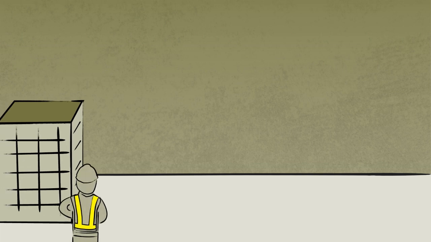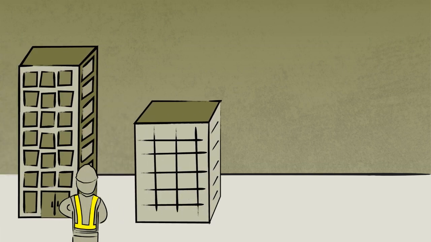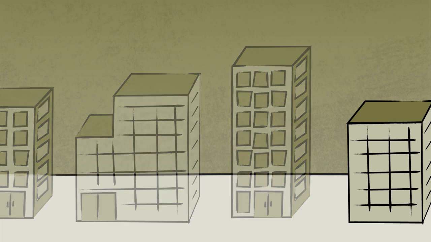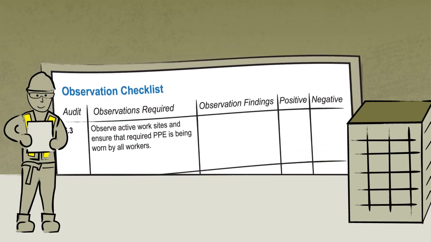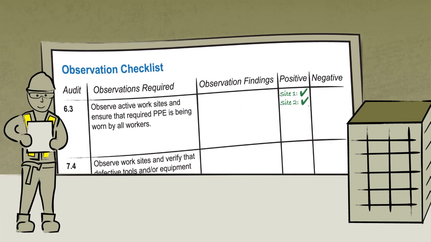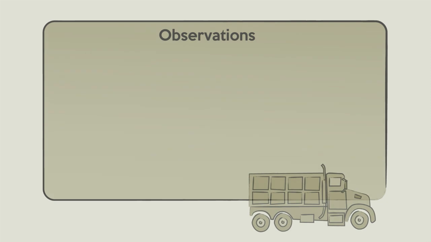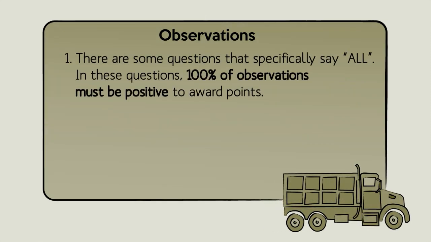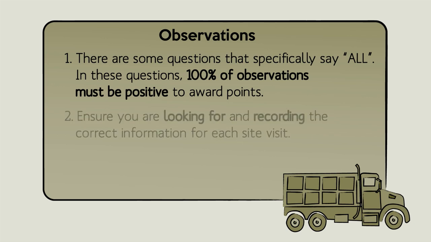Once all the active work sites have been visited, the auditor will total the positives and negatives for each question. For the majority of questions, points will be awarded if the number of positive observations is greater than 50%. So here are your key points to remember about observations. There are some questions that specifically say all. In these questions, 100% of observations must be positive to award points.